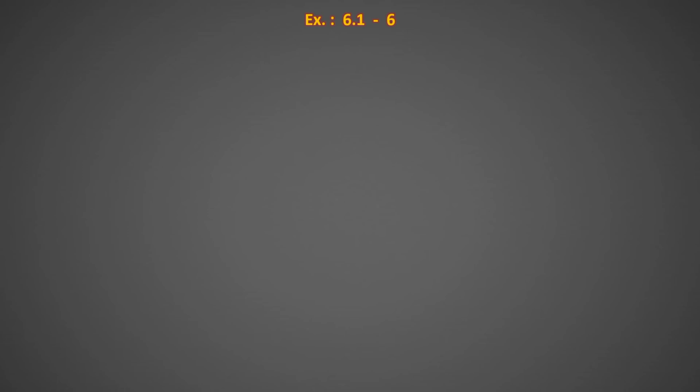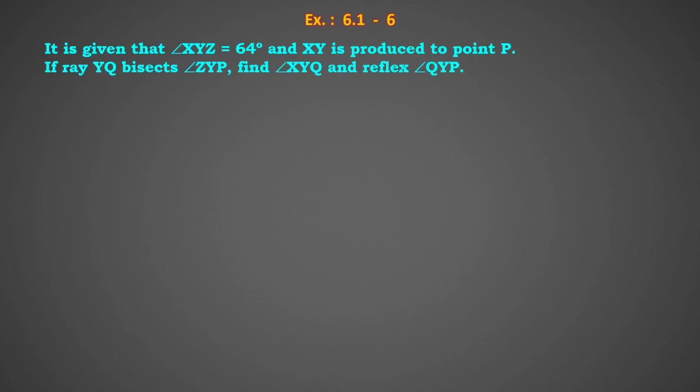Module 6. It is given that angle XYZ equal to 64 degree and XY is produced to point P. If ray YQ bisects angle ZYP, find angle XYQ and reflex angle QYP.